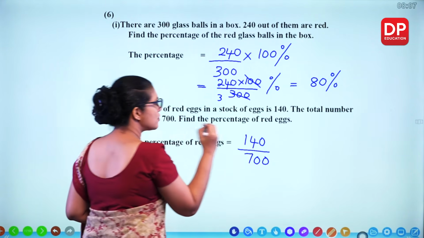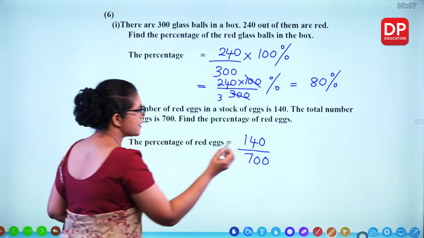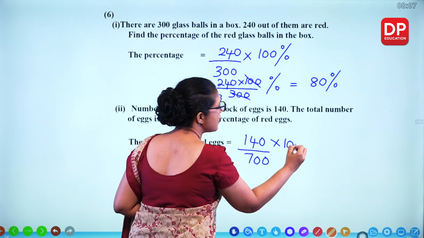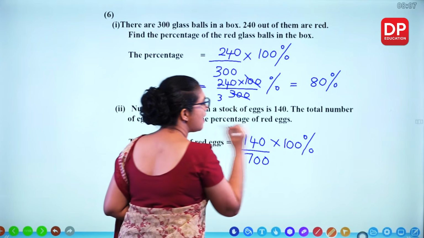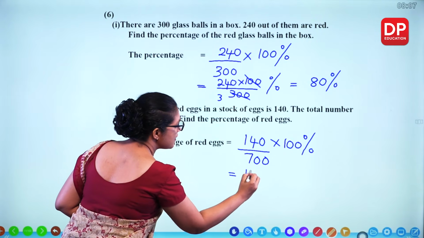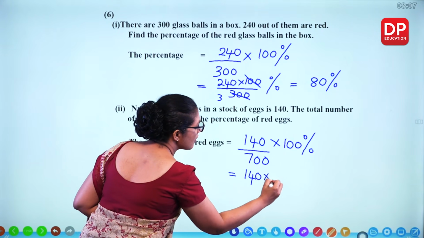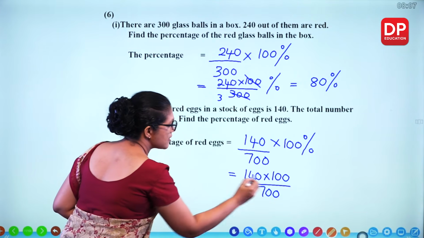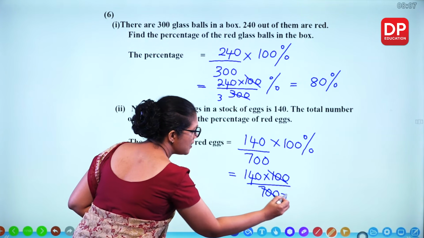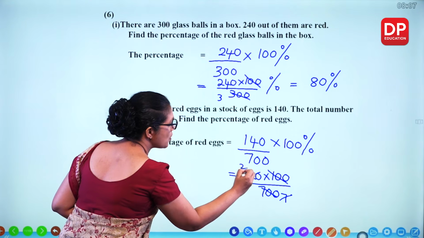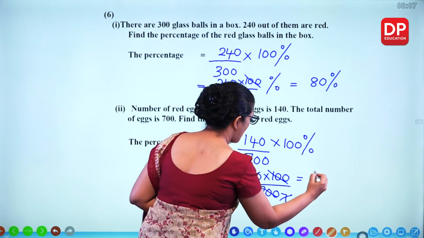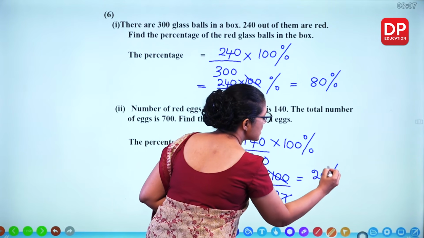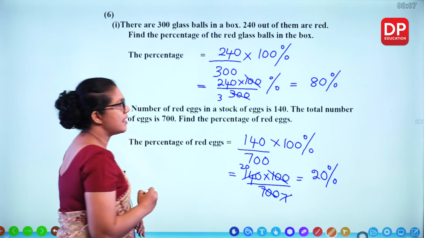140. So we can convert to percentage, that's multiply by 100 and divide by 100. So multiply the numerator and divide by the denominator. So 100 times 7, 7 times 20. So you get 20% are red eggs.